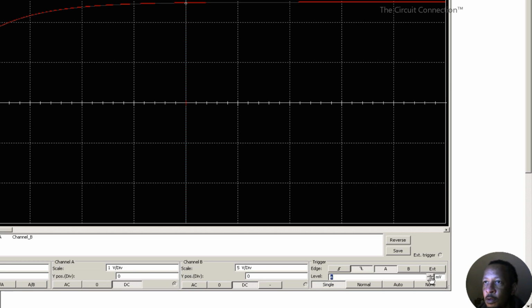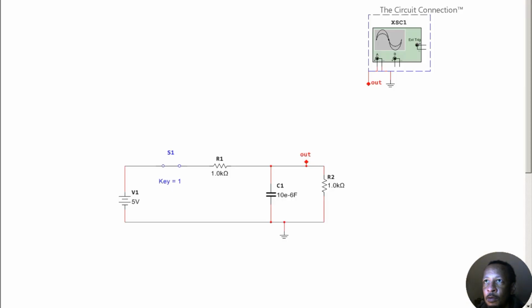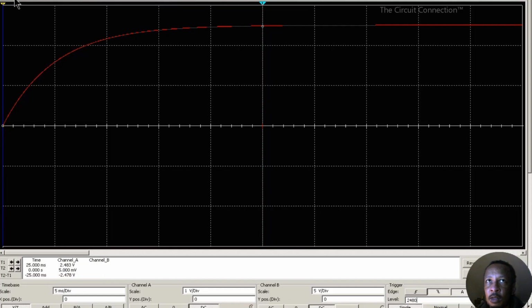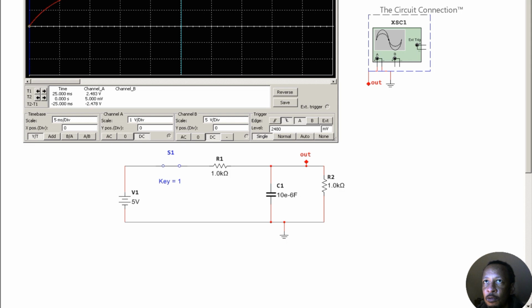We can switch from millivolts to volts if you want, or you can just keep it in millivolts. That'll be 2,480 millivolts, which gives you your 2.48 volts. I'll just leave it in millivolts. A negative edge trigger, still keep it in single mode, and everything else will be kept the same. And I'm going to make this oscilloscope screen smaller so that we can see the action of the switch when it switches.